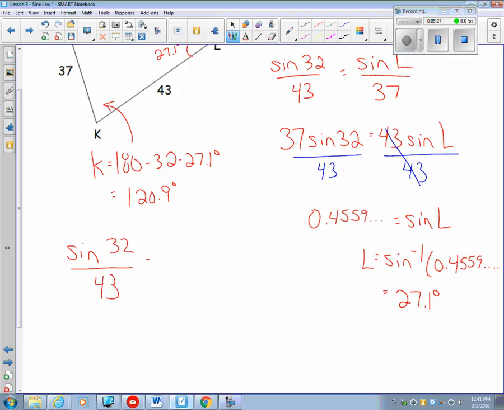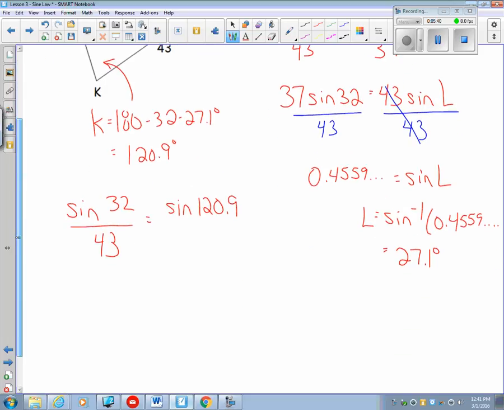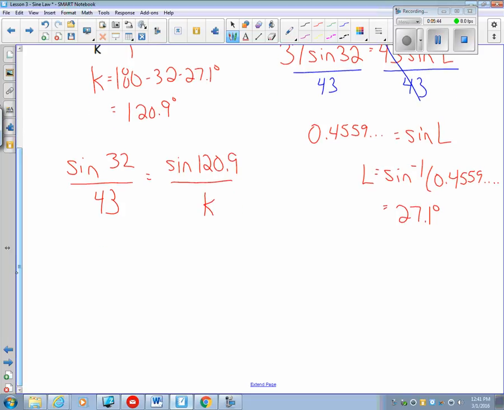That's one we know. Now, I could have used the other ones, right? I could use sine of 27.1 and 37. That's got decimals involved, so I just didn't bother with that one. The sine of 120.9, the one we just figured out, is going to go with k. And this is like the first example all over again. So we're going to cross multiply. So k times sine 32 equals 43 times the sine of 120.9.